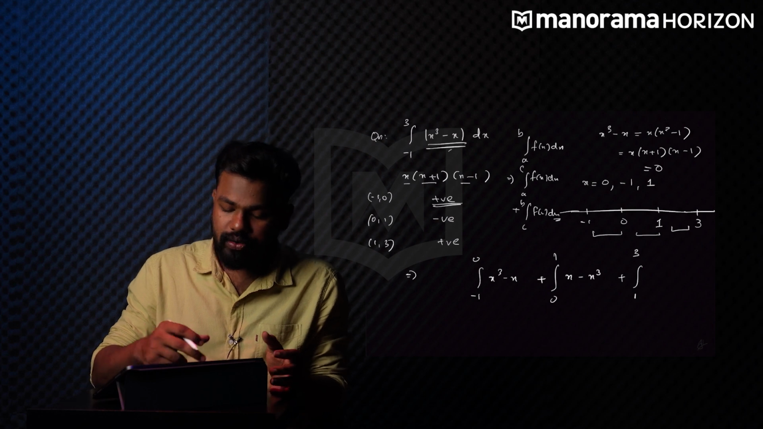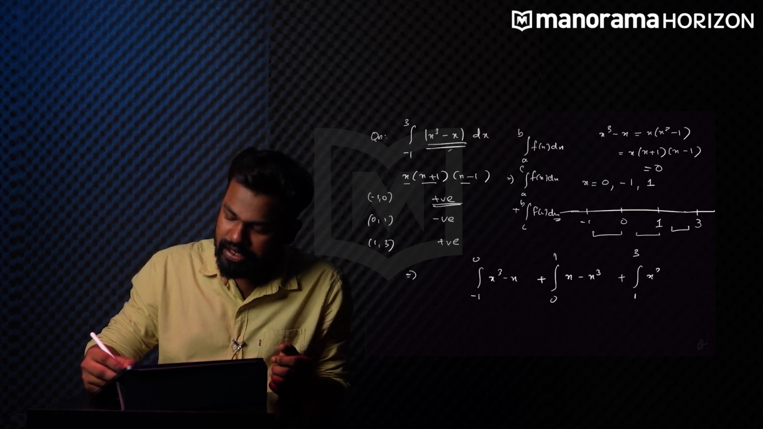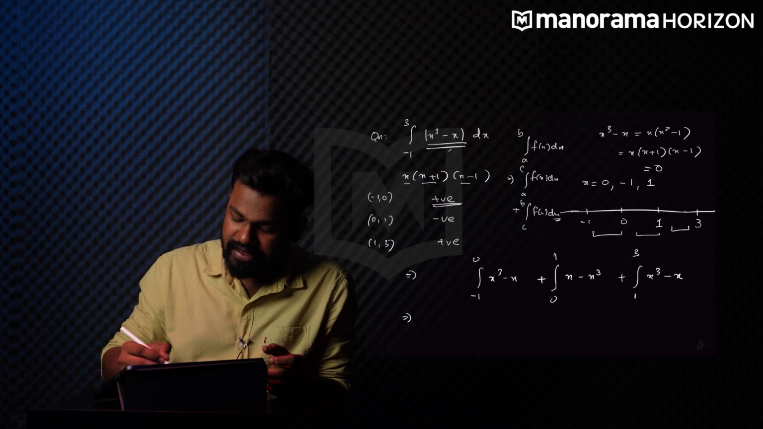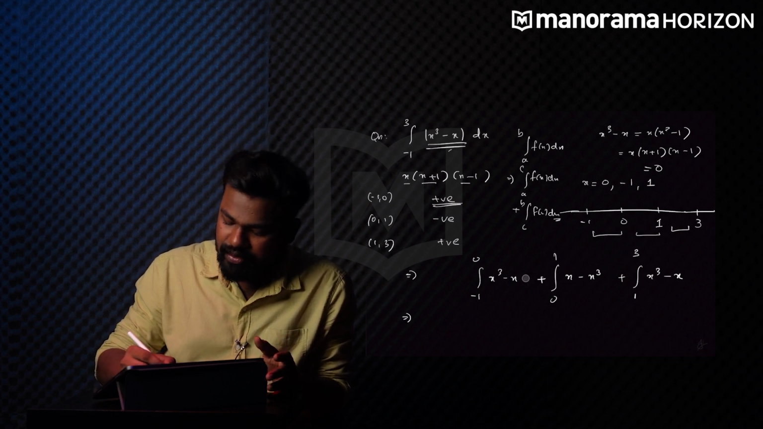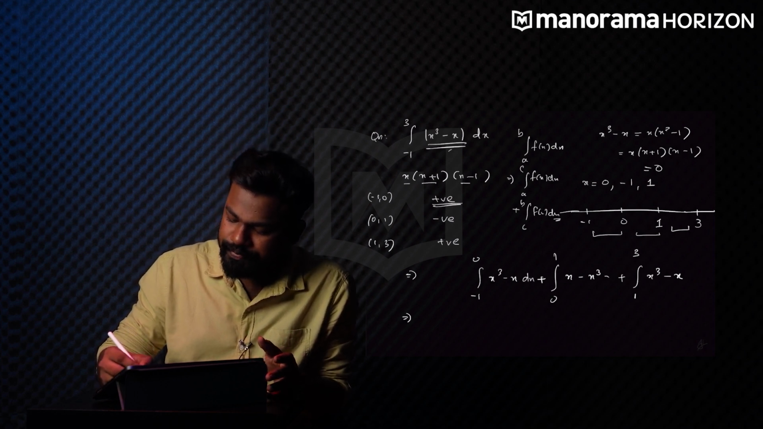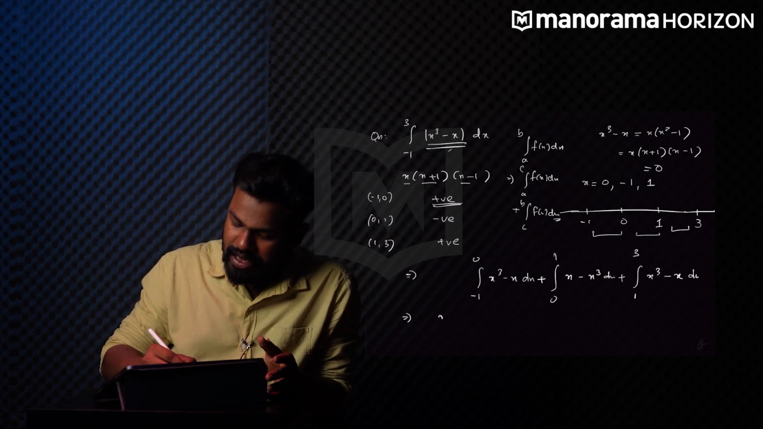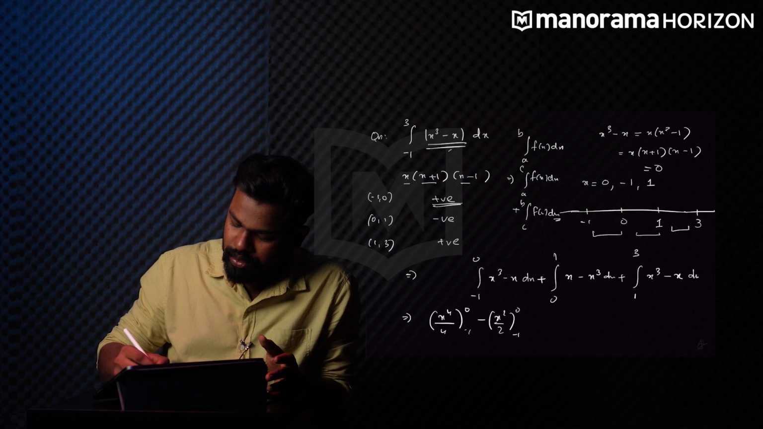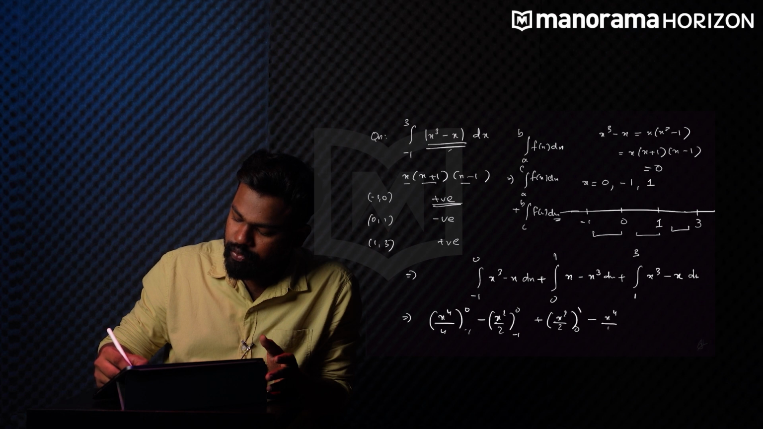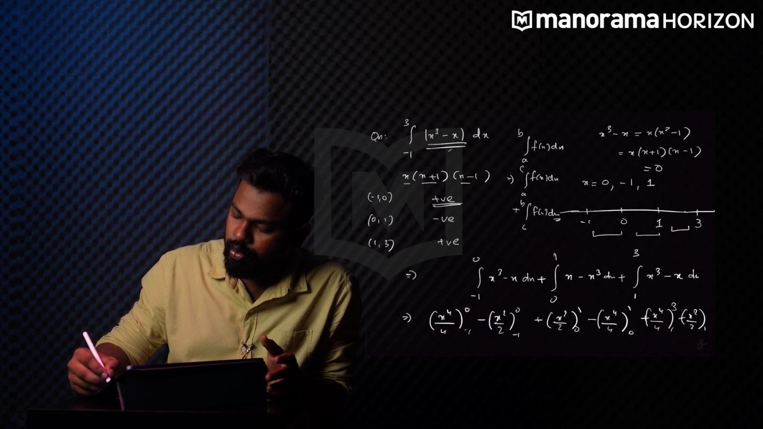Then from 1 to 3, it is again positive, so I can write it as x cube minus x. Now I just need to find the final answer. Putting all the dx over here, I will be getting the integral as x raised to 4 by 4 from -1 to 0 minus x square by 2 from -1 to 0 plus x square by 2 from 0 to 1 minus x raised to 4 by 4 from 0 to 1 plus x raised to 4 by 4 from 1 to 3 minus x square by 2 from 1 to 3.